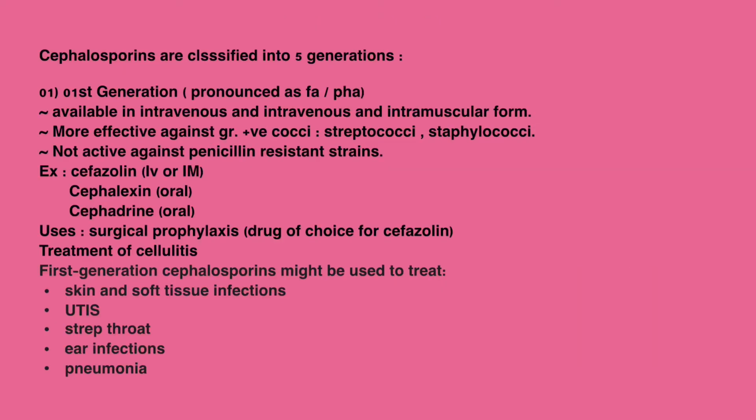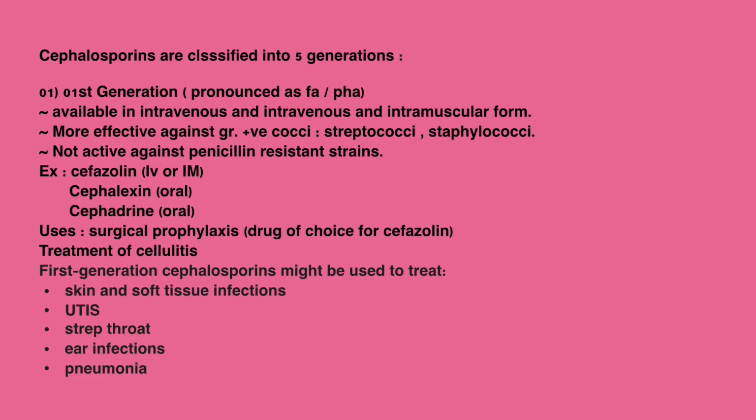So cephalosporins are classified into 5 generations, where these 5 generations have different drugs per their indications. So let's look into the first one. First generation is pronounced as FA or PHA, which means FA. So we'll look at the drugs that are included in this. They are available in intravenous and intramuscular form, IV or IM.